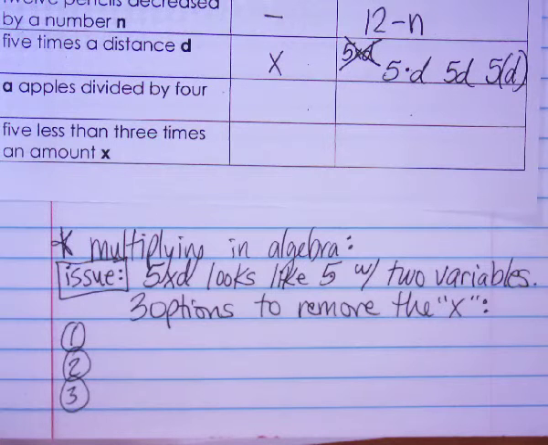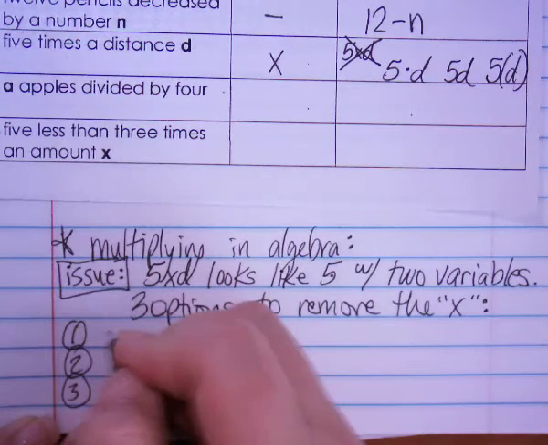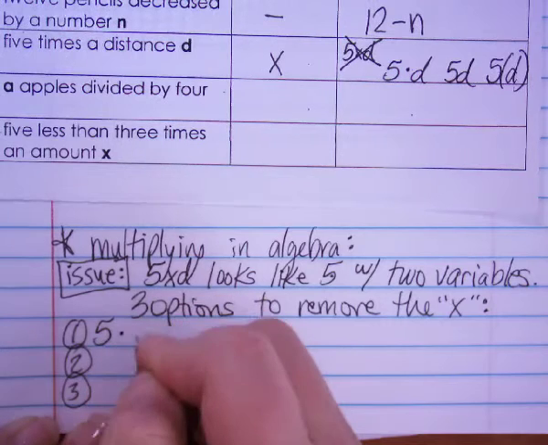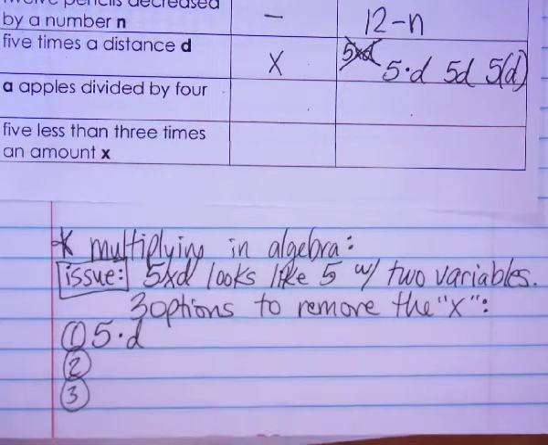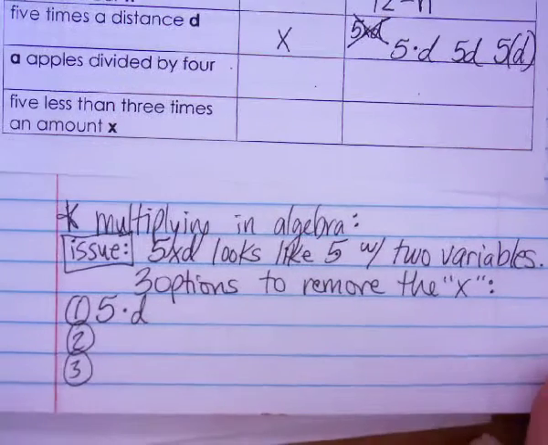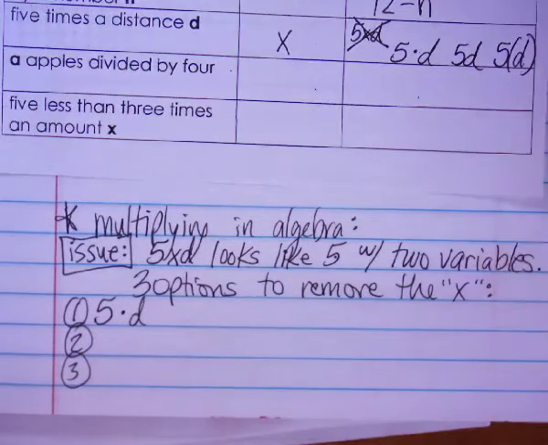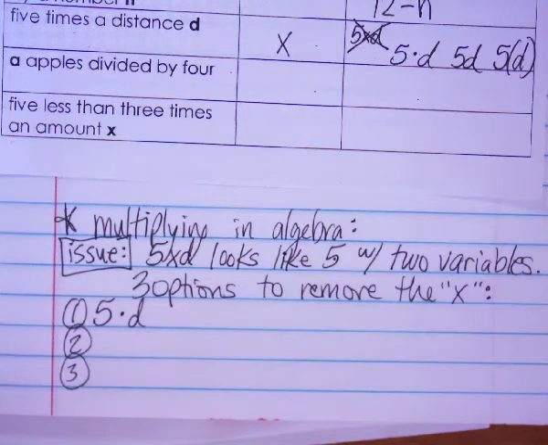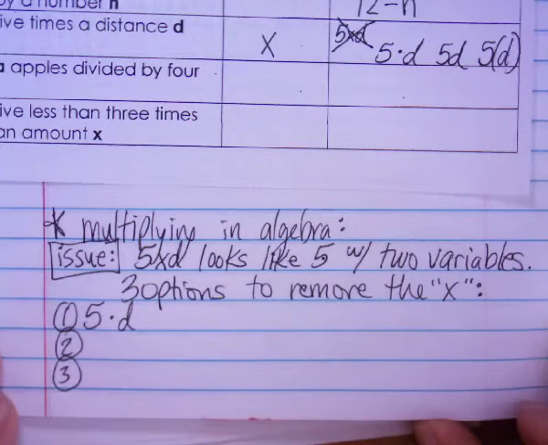All right. So the first one, let's start with 5·d. We know that says 5 times D. Is that pencil or pen? That's pencil. Okay. So next, what if we used the letters A and B?